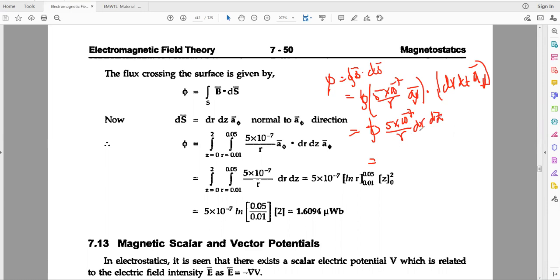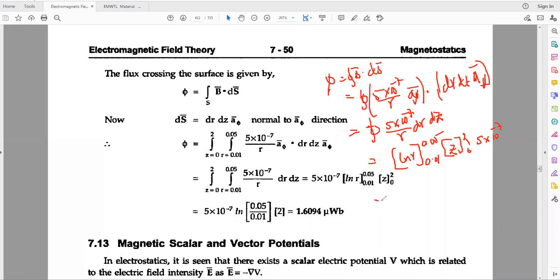So the integral of 1 by R with dr is ln of R, with upper limit 0.05 and lower limit 0.01, you can apply. And the integral of dz is z, upper limit 2, lower limit 0, and the constant value is 5 into 10 to the power of minus 7. Got it, my dear students?